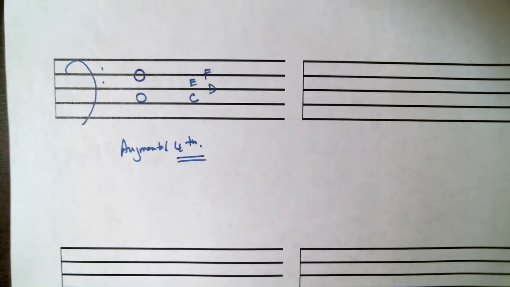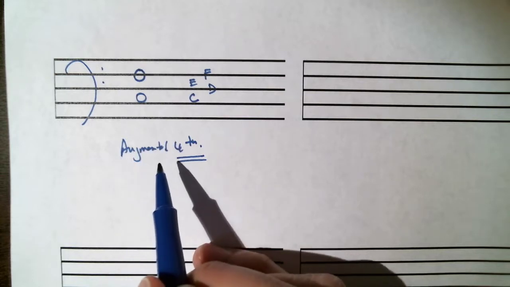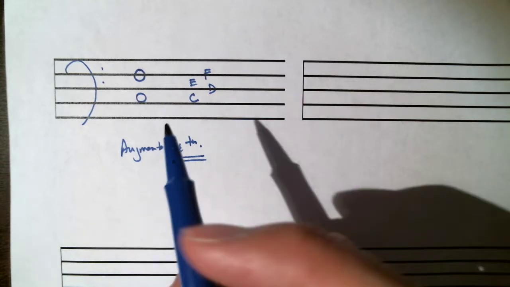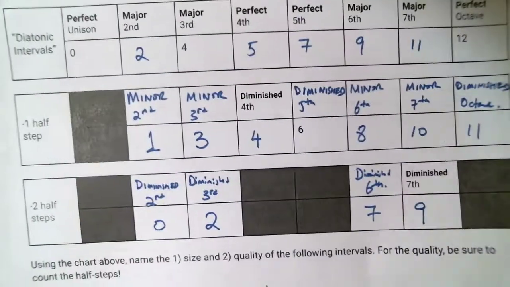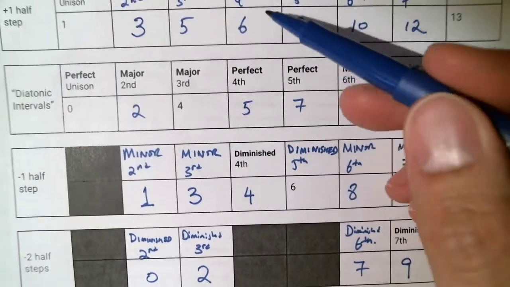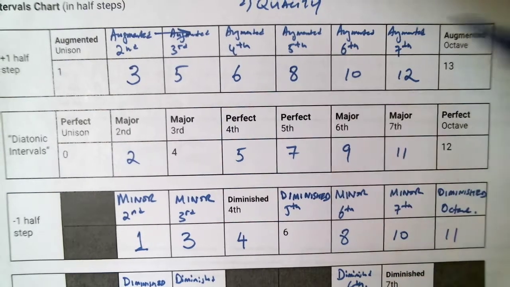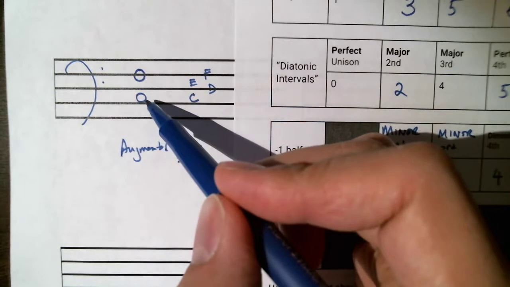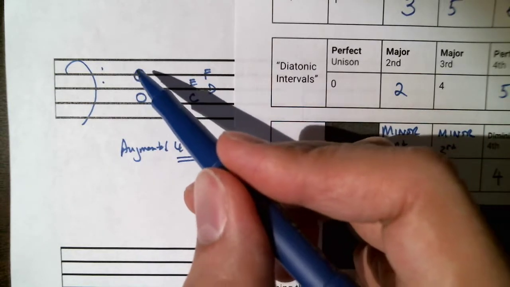Now, the next part we have to figure out is: is this an augmented fourth? And if not, how do we make it so that it is an augmented fourth? That has to do with the number of half steps for this augmented fourth. So if you go back to the chart, you find in the fourth column, for augmented fourth, you need 6 half steps. That means that we need to write a note 6 half steps above the C, and describe that note in terms of an F.